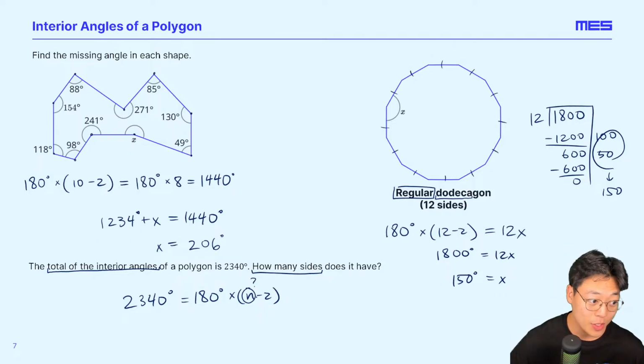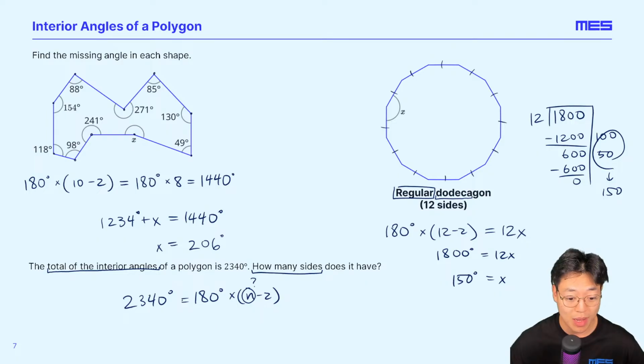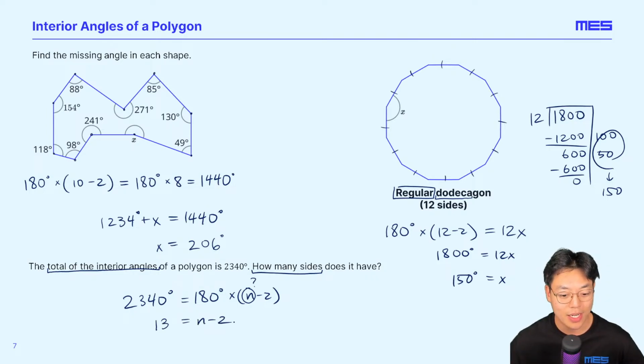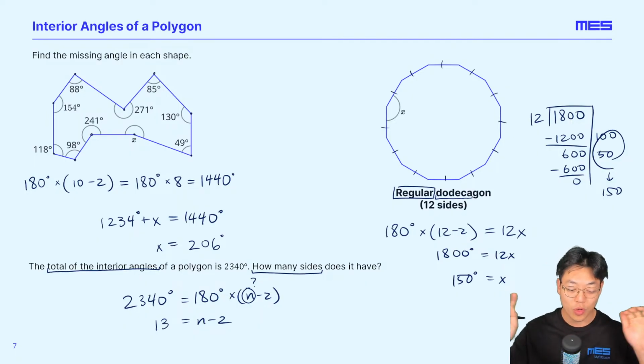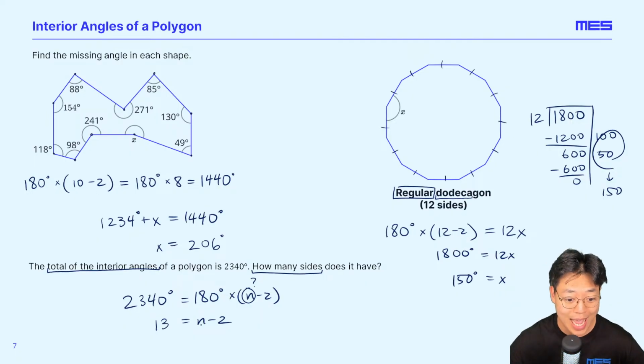And we're going to use inverse operations. We're going to divide both sides by 180. And that gives us, well, 180 goes into 234 once, leaving us with 540. And that's 3. So that's 13 is equal to n minus 2. Keep in mind the degrees just canceled out, right? We're no longer working with degrees now because n, units of measure, is number of sides.